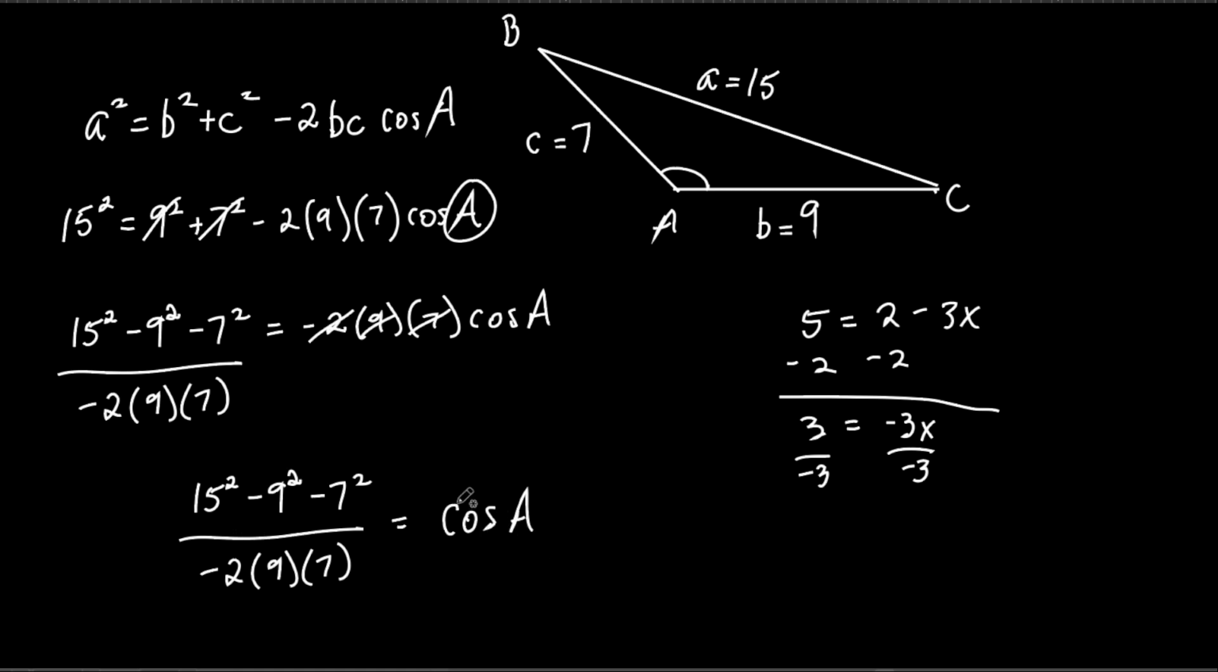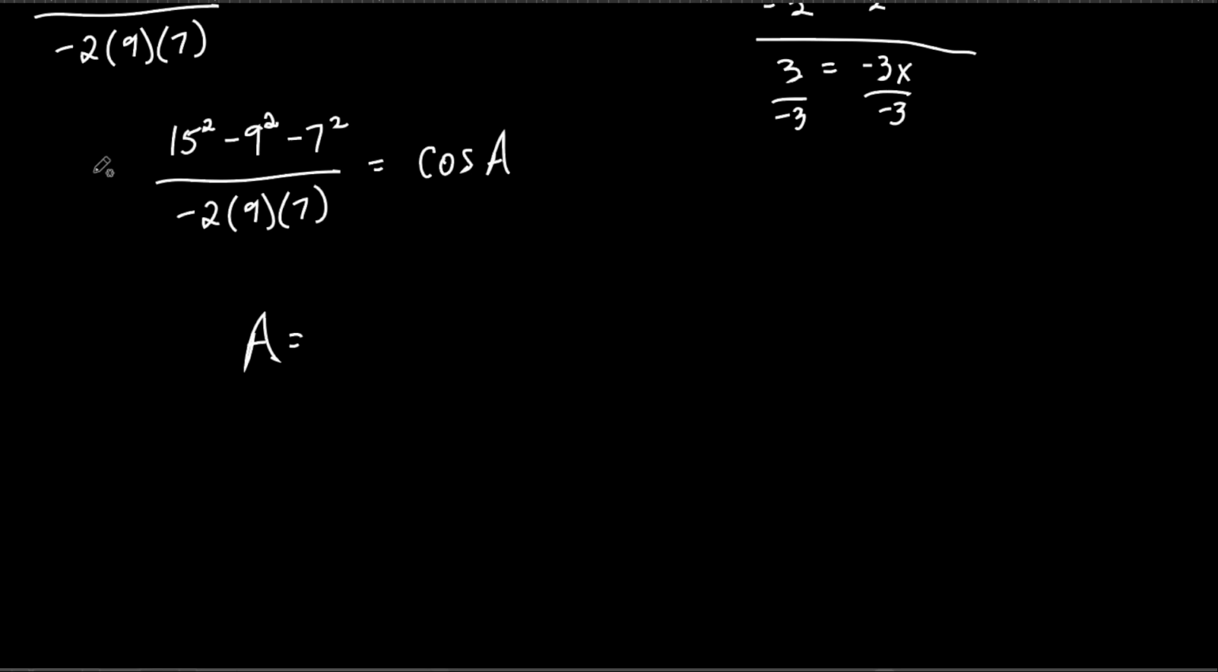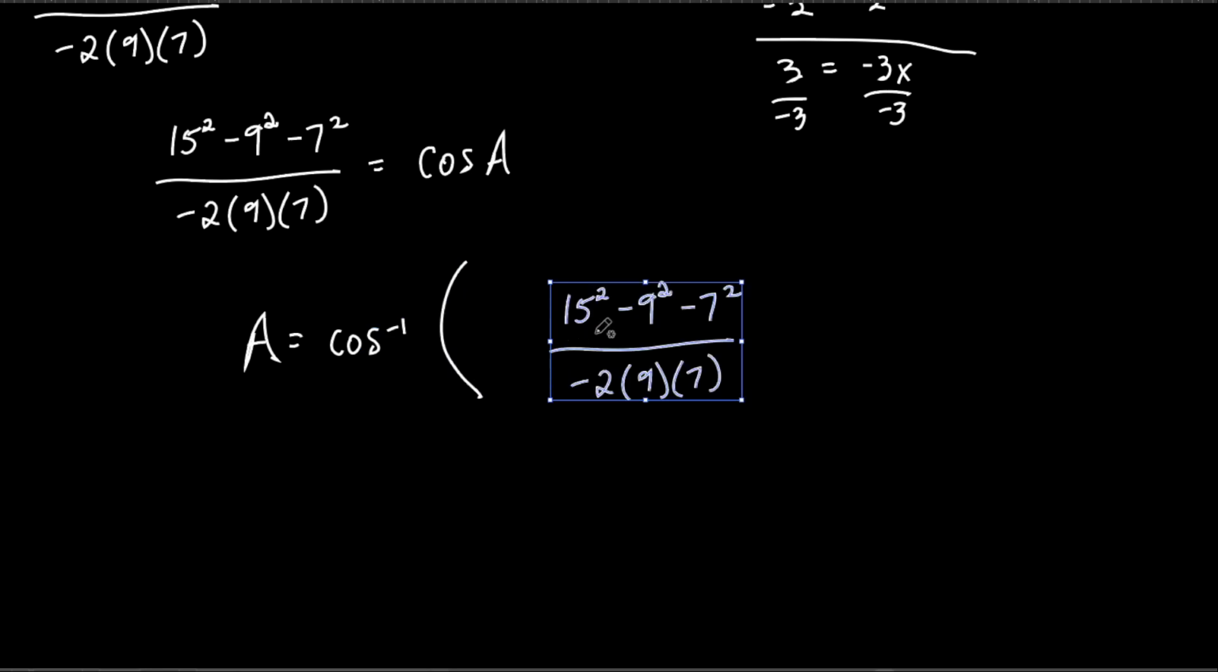So if I wanted to get A by itself, do you remember how we get rid of the cosine? Take the inverse. That's very good. Take the inverse cosine. That'll cancel it out. So I take the inverse cosine of this. All right, so what's it going to look like? It's going to look like the inverse cosine of all this mess right here.